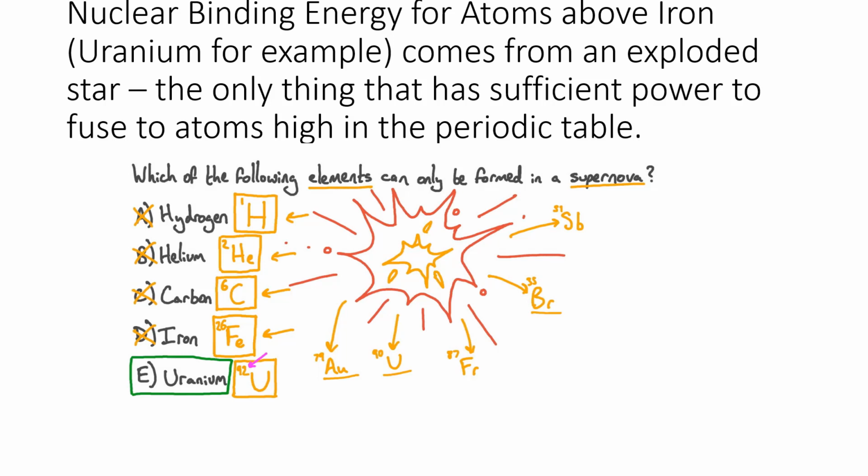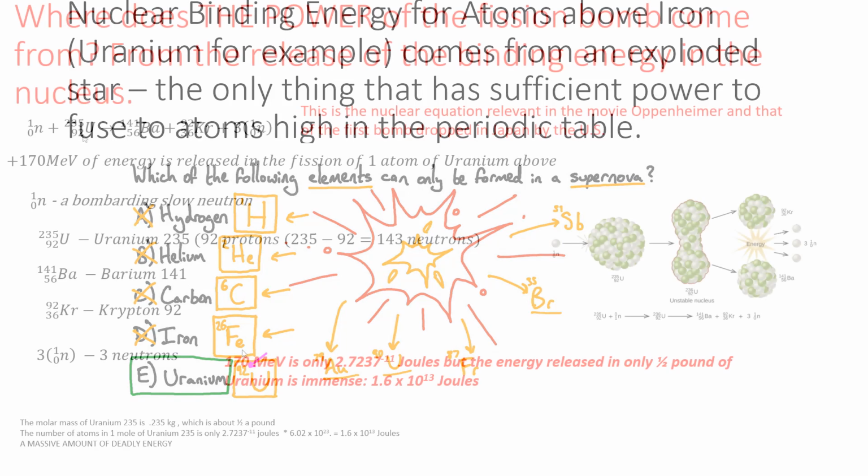For elements in the periodic table below iron, you just need a star in its later stages that can fuse elements lower in the periodic table to elements higher in the periodic table. But once again, for uranium, you need the pressure of a supernova.